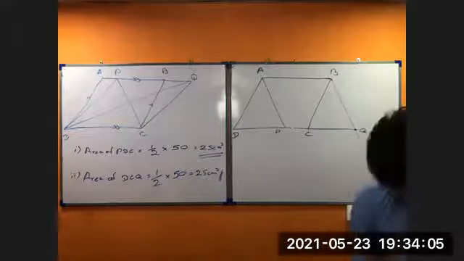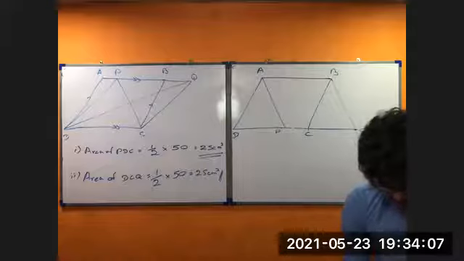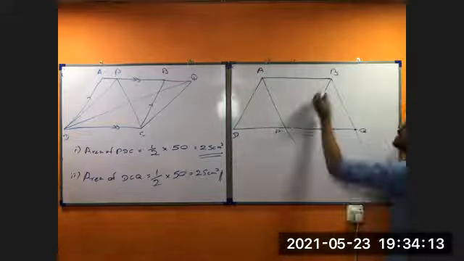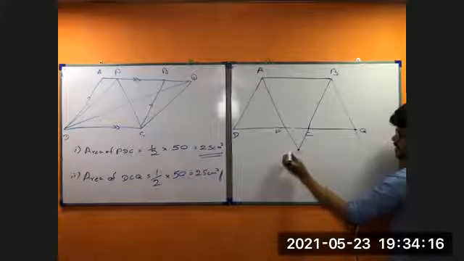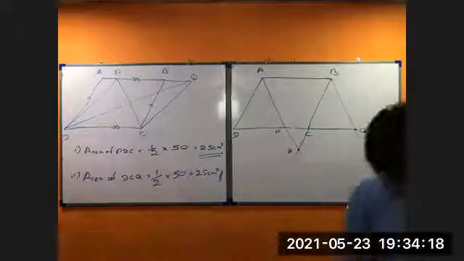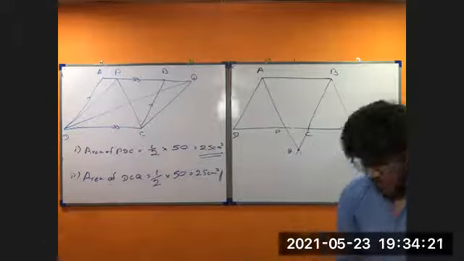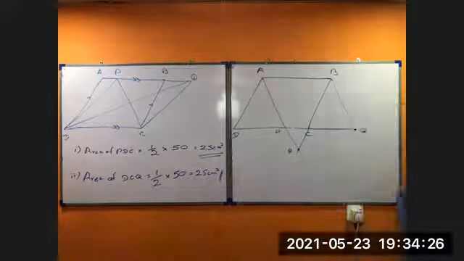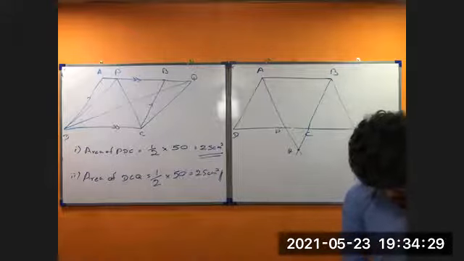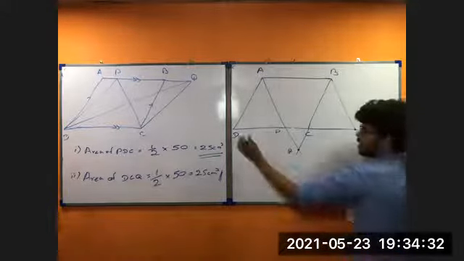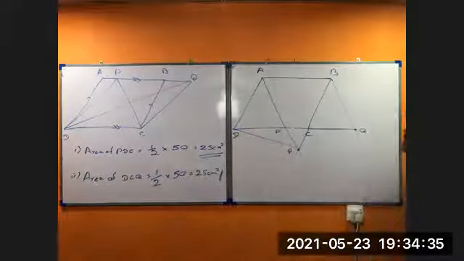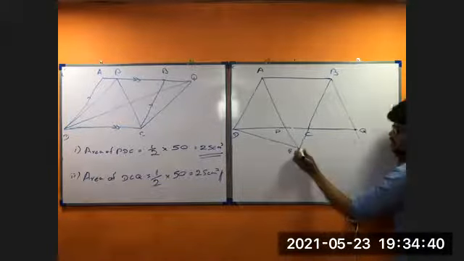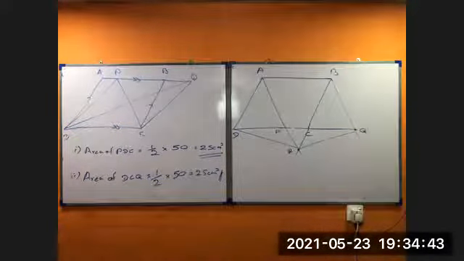And then what do they say? Further, AP produced and BC produced meet at R. Prove that the area of the triangle ADR is equal to the area of the triangle BQR. So we have to prove that.